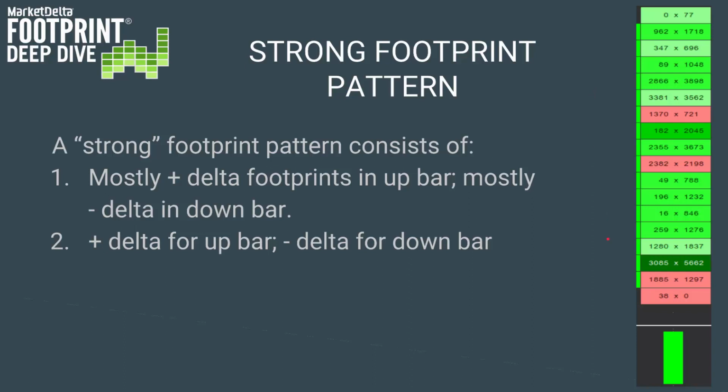Point number 2, a positive delta for the up bar or a negative delta for a down bar. So we have an up bar here. If you look down here at the bottom, this is our delta. This is a delta bar, we call it. It's actually called the Delta Bar Study in Market Delta Desktop, and it represents how delta traveled. Not price, but delta.